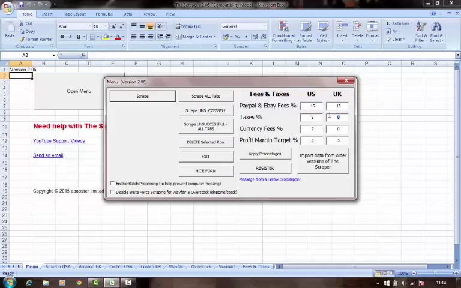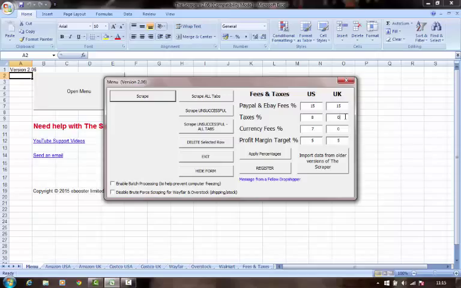In the UK, you will have a 0% tax rate. The reason why is that your VAT is already included in the cost that you put onto eBay and the cost that you're buying from on your vendor site. So for the purpose of the scraper, in the UK, your tax rate is going to be 0.